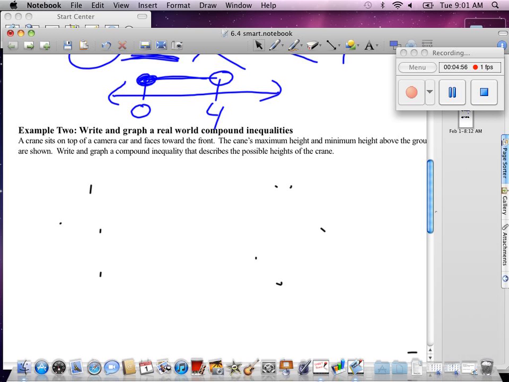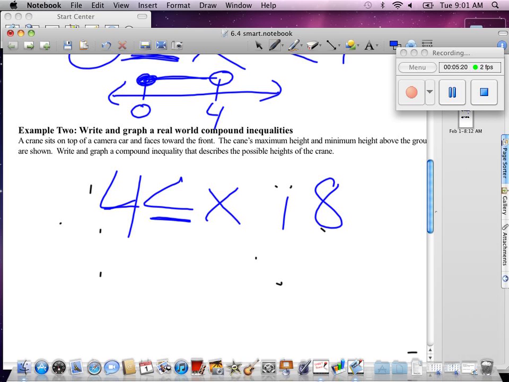Okay, so you guys have a picture on your sheet. What is the minimum height of the crane? 4. What is the maximum height? 18. Okay, we know x goes in the middle. So x has to be what of 4? Am I going to put greater than, less than? x has to be greater than or equal to 4. And x has to be less than or equal to 18.